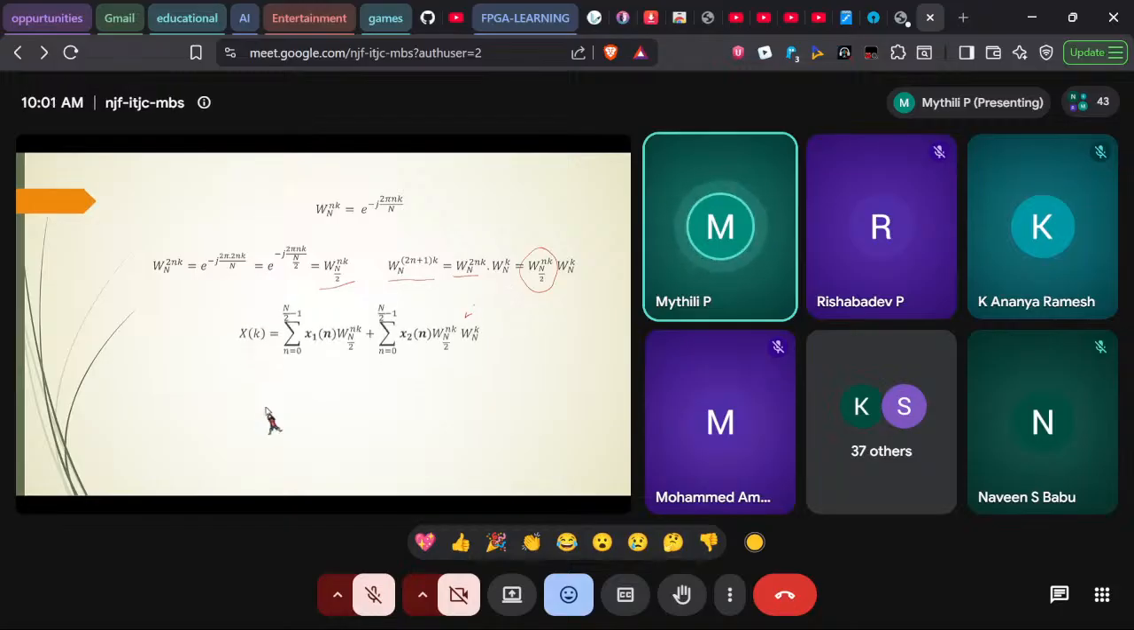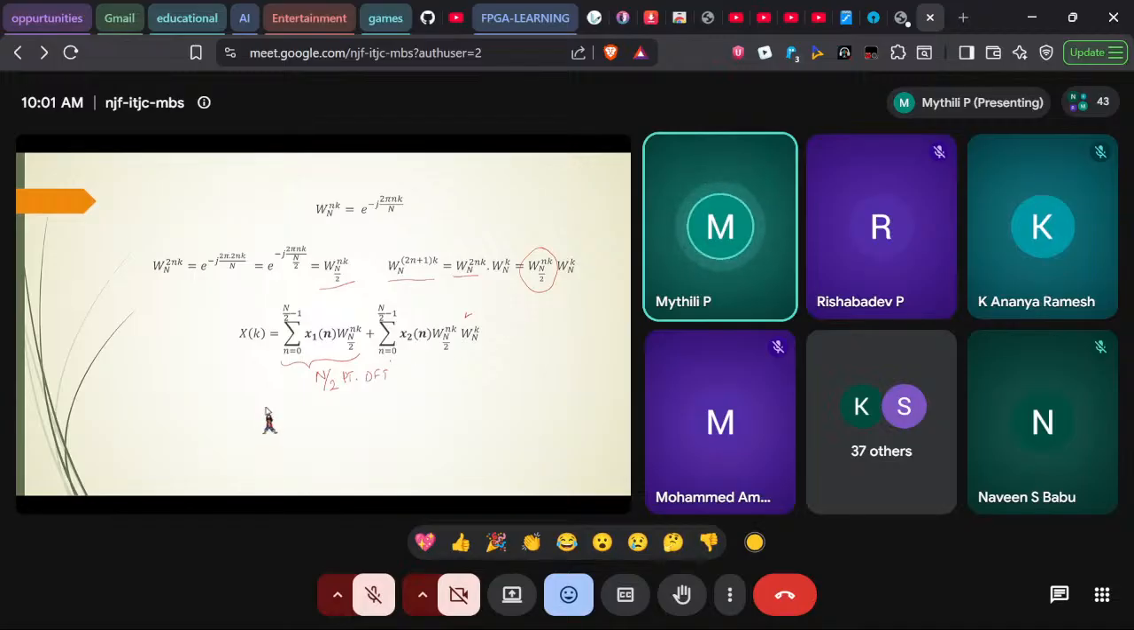But now our summation, you can see it has become like this. If you check the first summation, what is this equation? This equation looks exactly like a DFT. The only thing is, instead of N, we have N by 2. So this is an N by 2 point DFT.